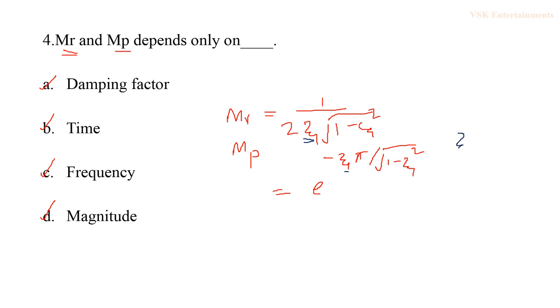Here zeta is known as damping factor. So MR and MP depend upon the damping factor. Option A is the right answer for this bit.